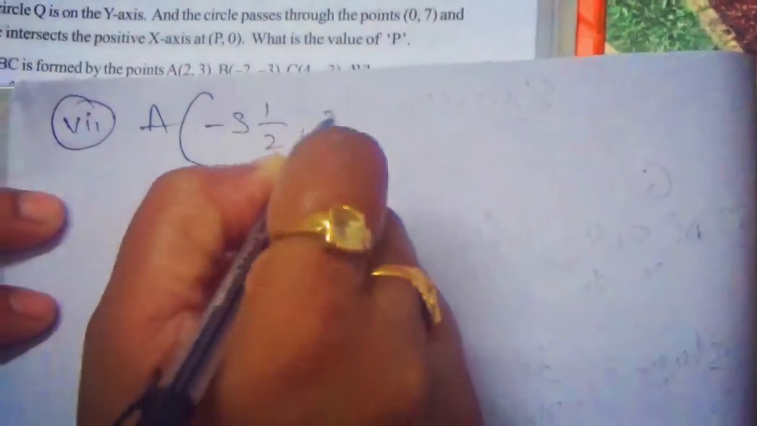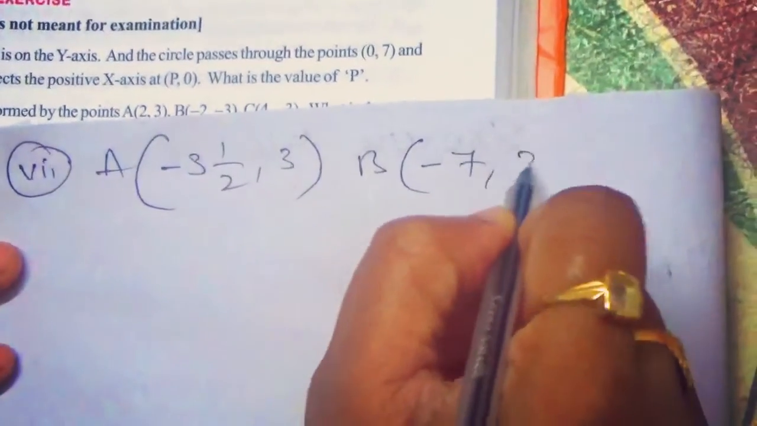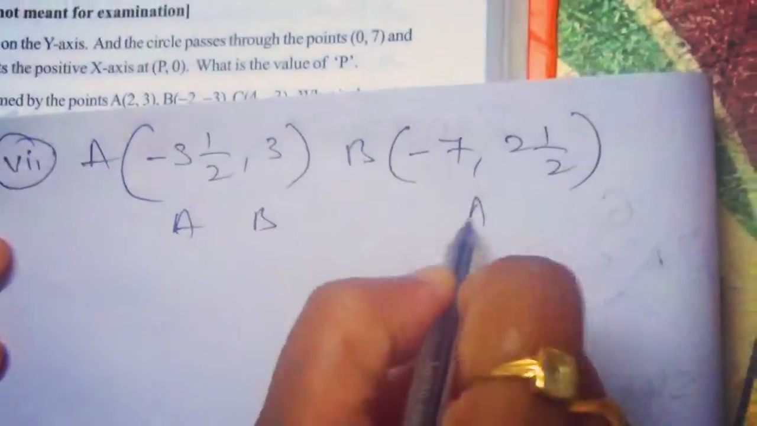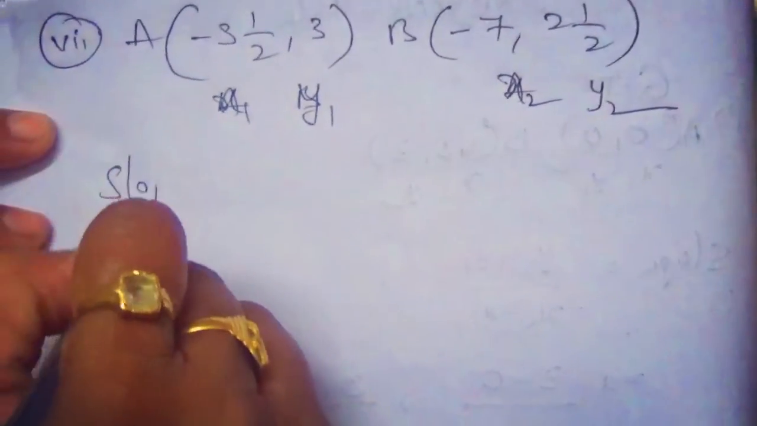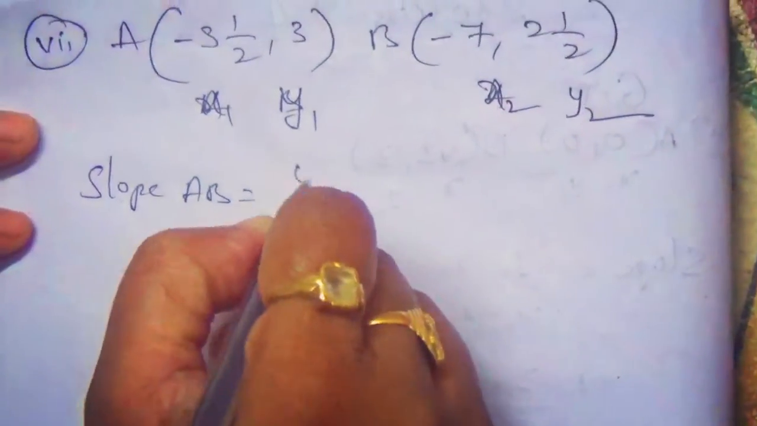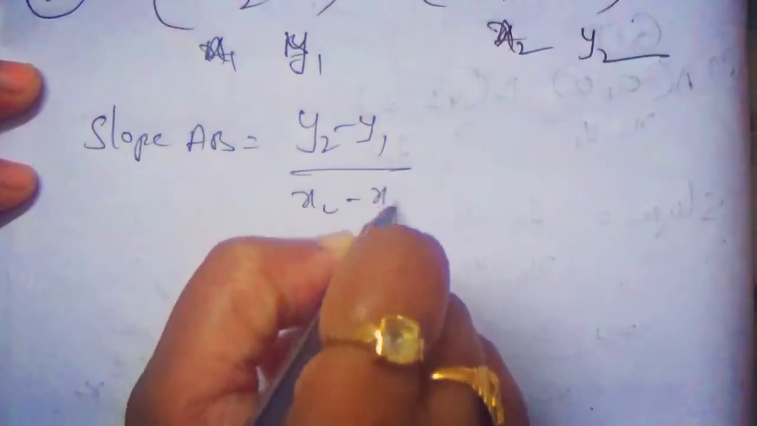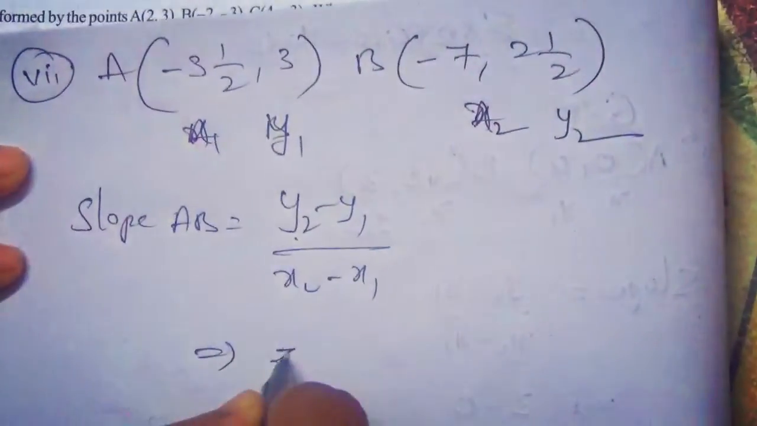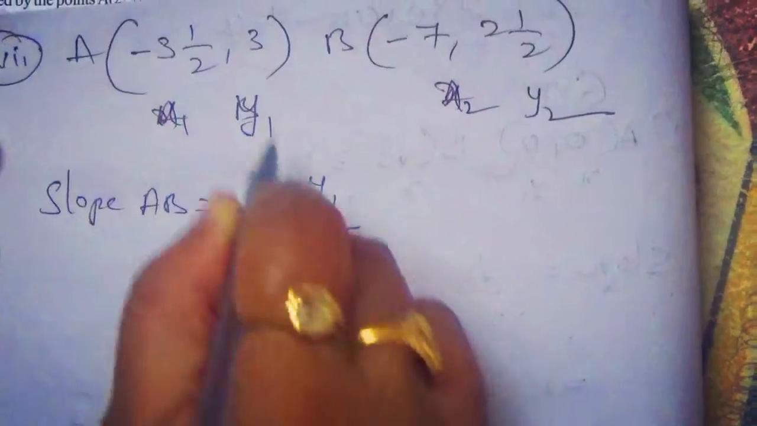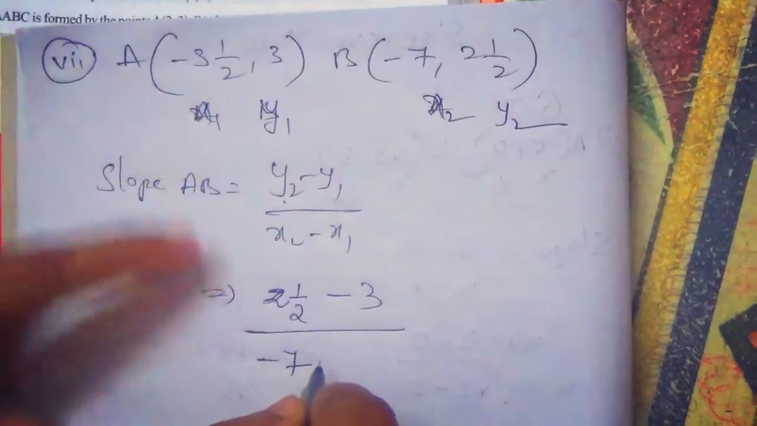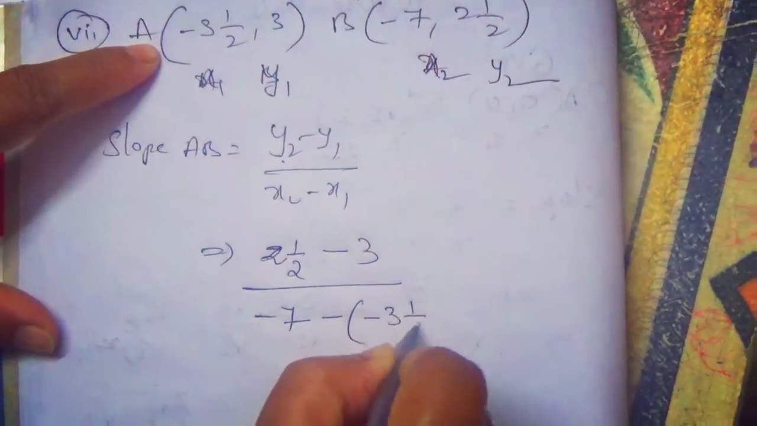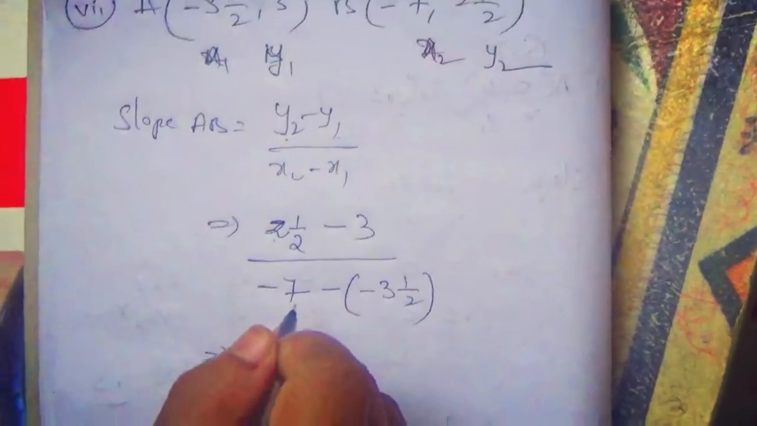Okay, the last sum in this, that is 7th sum. A minus 3 1 by 2 comma 3, B minus 7 comma 2 1 by 2. x1, y1, x2, y2. Okay, so slope of AB is equal to y2 minus y1 by x2 minus x1. That implies y2 is 2 1 by 2 minus y1 is 3, by minus 7, x2 is minus 7, minus of minus 3 1 by 2. These are in mixed fractions, no? We have to make them proper fractions.